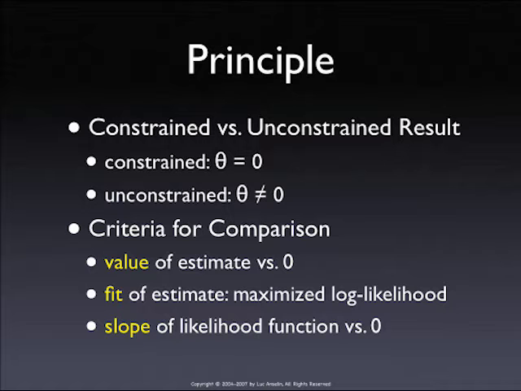Another is to focus on the likelihood. Is this really a maximized likelihood? And a side effect of this is, in the maximum, the slope, the gradient of the function, is flat. The slope is 0. So then you can say, well, how different is this slope from 0? And these are the 3 classic principles.